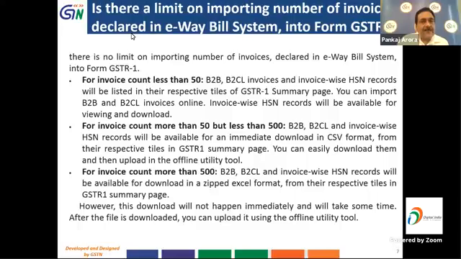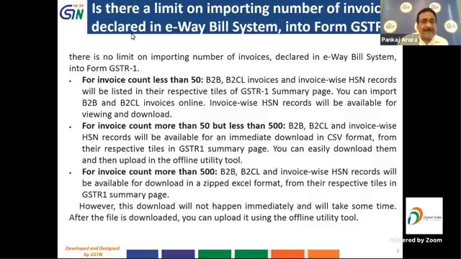If the invoice count is less than 50, then against the tabs B2B, B2CL, and the invoice-wise HSN record, these will be listed in the respective tiles of the GSTR1 summary page, and you can import such data online only if the invoice count is less than 50. And the invoice-wise HSN record will also be available for viewing and downloading.